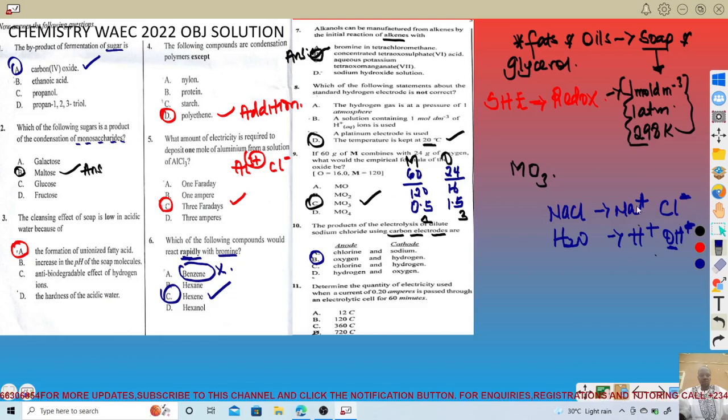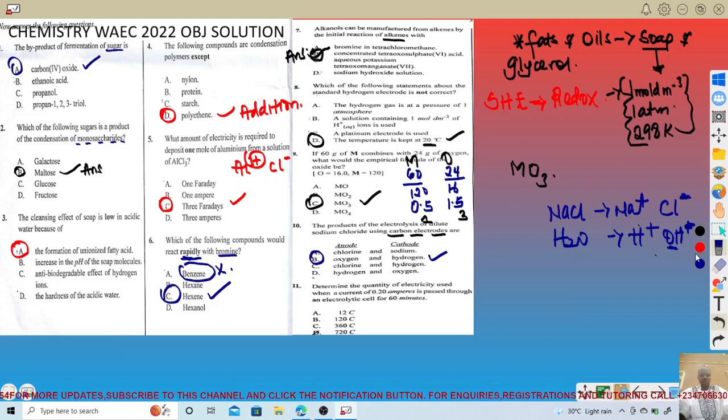Cations migrate to the cathode for reduction, anions migrate to the anode for oxidation. That is per NCR. They say oxidation is loss and the reduction is gain. So the only technicality there is to not go and put B to D and D to B. So I hope you don't make that silly mistake.